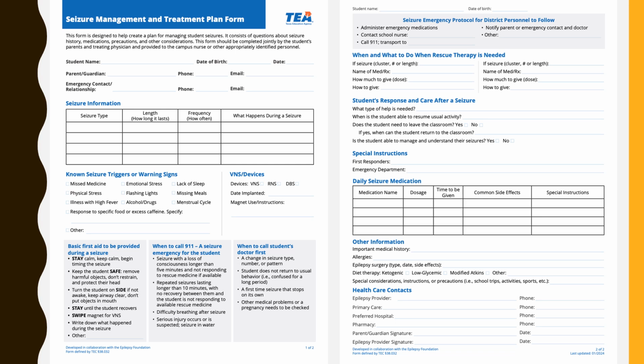This is a new form provided by TEA for seizure management and treatment plan. This goes to the parents who will take it to the provider to complete. This is not in lieu of a nurse's creation of an individualized health plan as required by the state. This will help you create that plan.